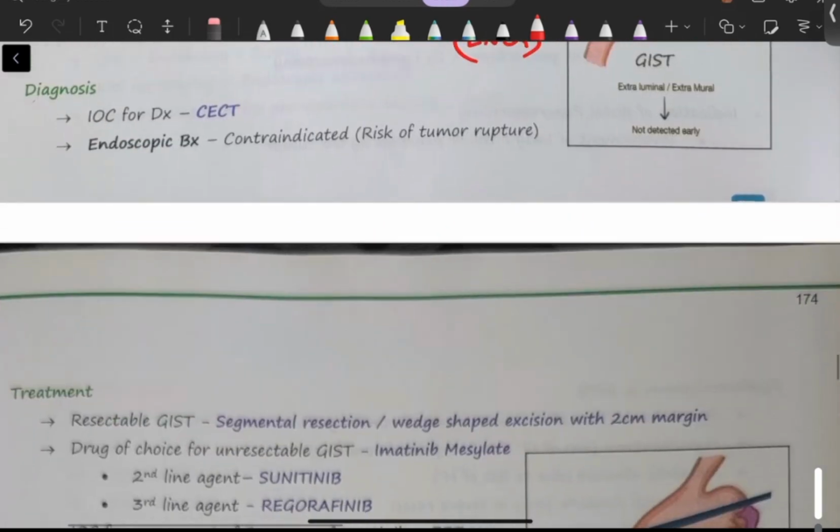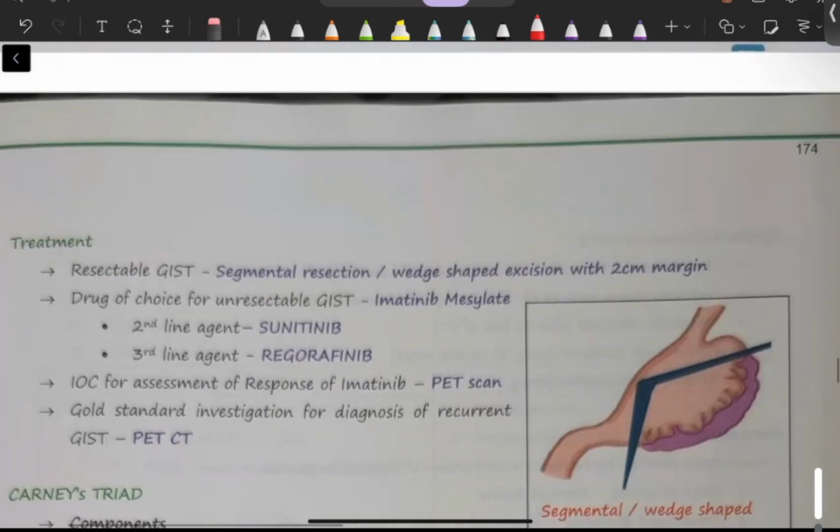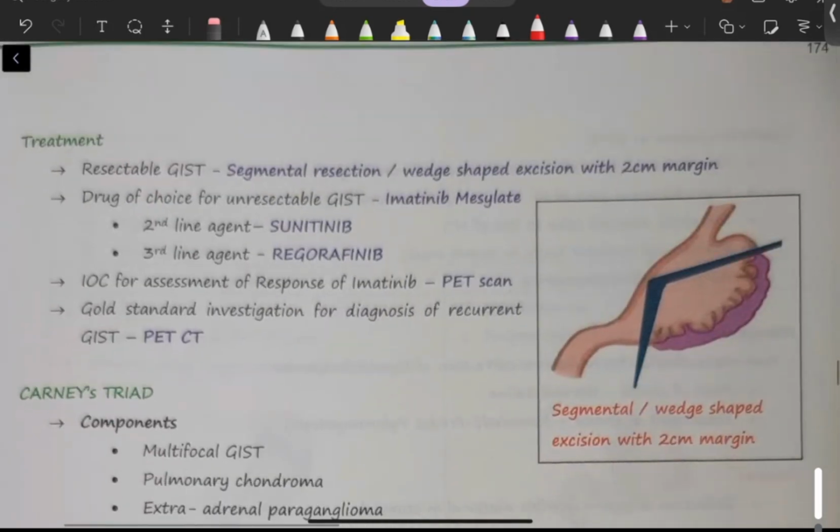How will we diagnose GIST? We diagnose it based on contrast enhanced CT scan, and we are not supposed to do endoscopic biopsy because it is a highly vascular tumor and there is a risk of tumor rupture. So endoscopic biopsy is contraindicated. Now once we have diagnosed GIST, what is the treatment?